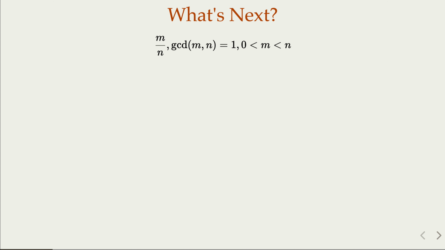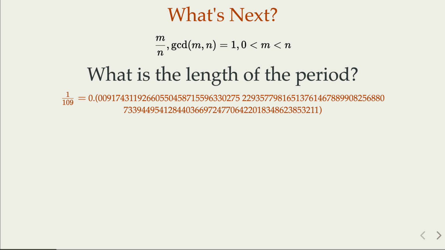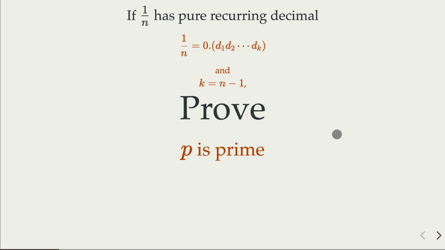What we're going to look at next is, for the pure recurring decimal, what is the period length? What is the relationship of the length with n? For example, the period of 1/109 is very long. It has 108 digits. But for some other number, 137, which is a prime number, the period length is much shorter than 136. We're going to look at that in the subsequent videos. In the meantime, you can look at some other problem like this.